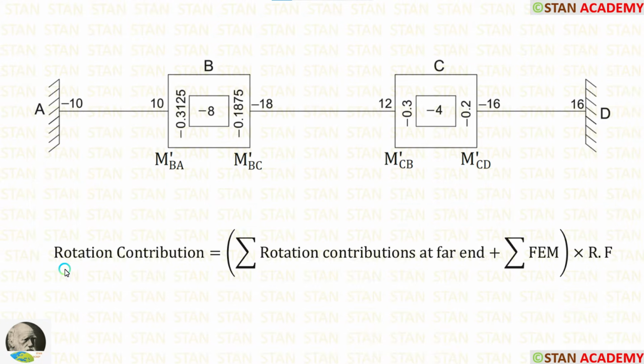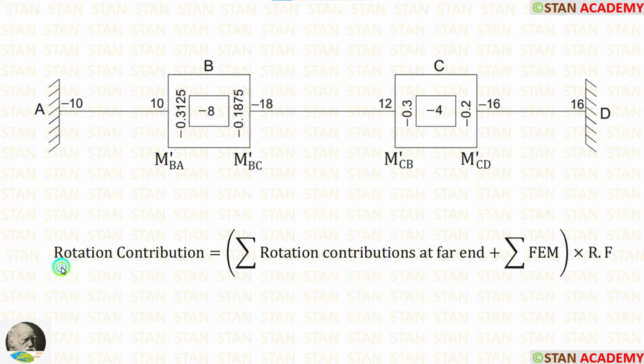In Kani's method, we have to calculate the rotation contribution. In every joint, there will be two rotation contributions. In the joint B, we are having two rotation contributions, M'BA and M'BC. In the joint C also, there are two rotation contributions, M'CB and M'CD. In the fixed ends, the rotation contribution will be 0. In the points A and D, we are having fixed ends. So the rotation contribution in these points will be 0.